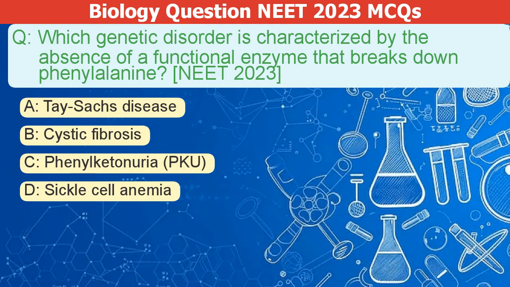Which genetic disorder is characterized by the absence of a functional enzyme that breaks down phenylalanine? NEET 2023. A. Tay-Sachs disease. B. Cystic fibrosis. C. Phenylketonuria, PKU. D. Sickle cell anemia.